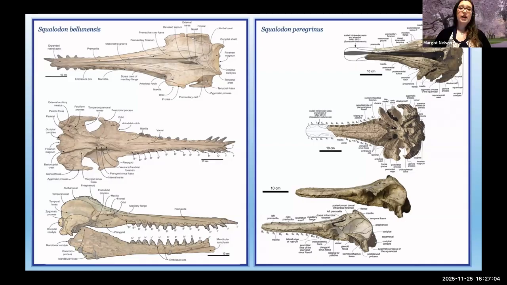You can see that. Let me see if my mouse can work. Yes, you can see that right here, that the bone that separates the two nostrils is wavy. So we're currently working on a monograph for that species.